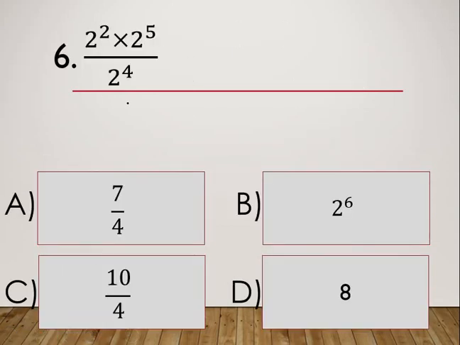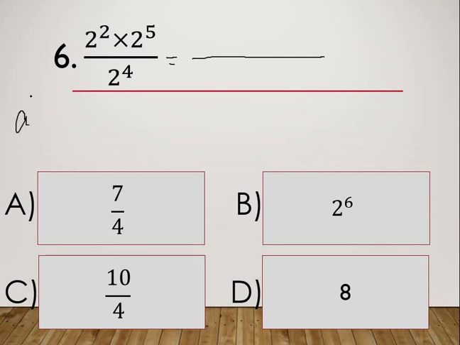All right, so we have number 6: 2 squared times 2 to the 5th power, all divided by 2 to the 4th power. Now, there are several ways you can do this. If you remember the laws of indices, since we multiply 2 quantities with the same base, and the base being 2.